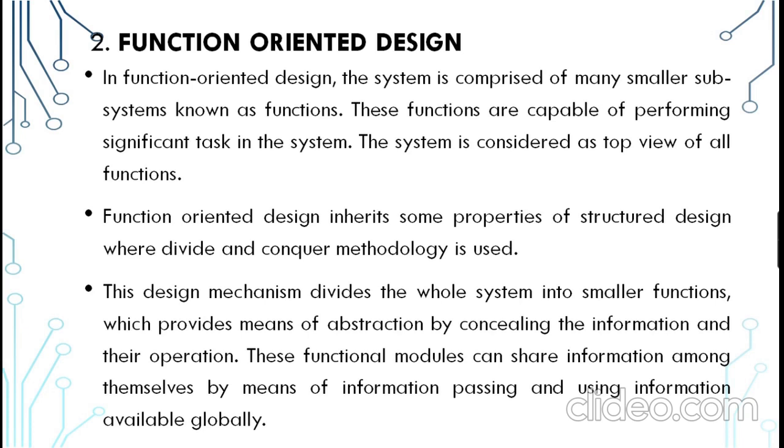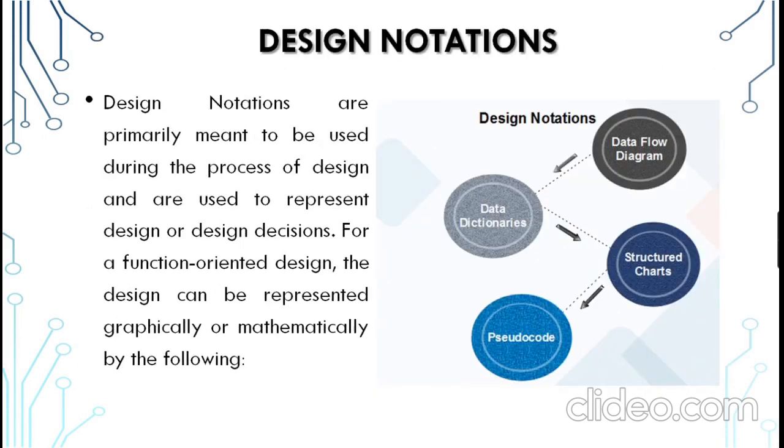Function oriented design inherits some of the properties from structured design, where the divide and conquer methodology is used. This function-oriented design mechanism divides the whole system into smaller functions, which provides the means of abstraction by concealing the information and their operations. These functional modules can share the information among themselves by means of information passing, or we can say message passing, and using the information available globally.